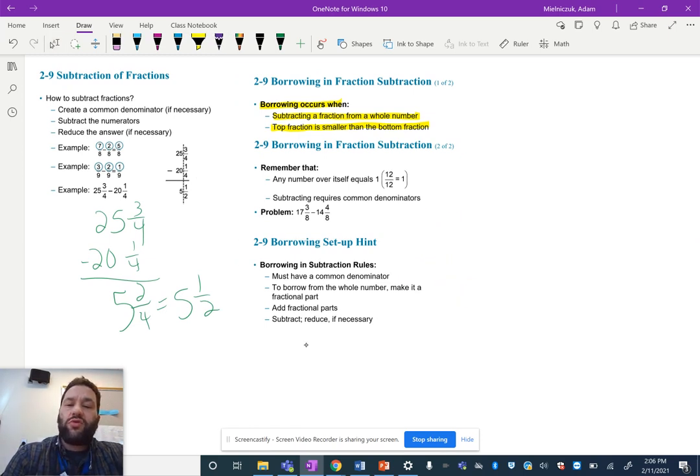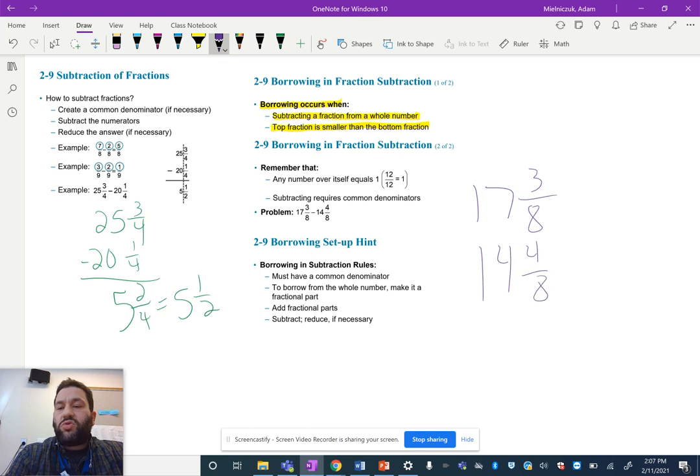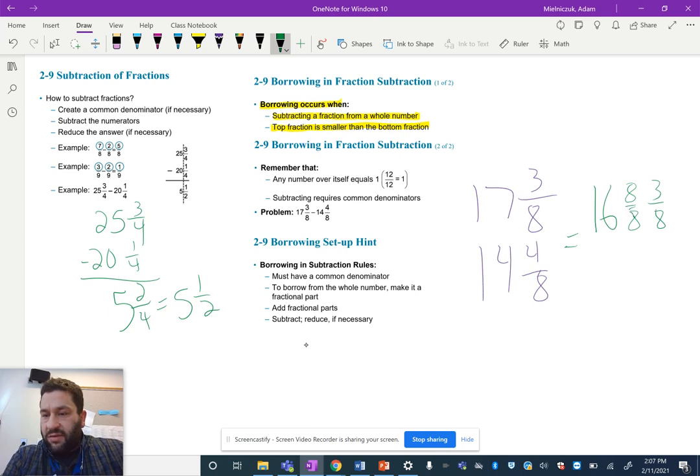So let's redo this problem. 17 and 3/8 minus 14 and 4/8. Well, what you want to do is borrow from the 17. So you want to rewrite this as 16 plus 8 over 8 plus 3 over 8, right? 8 over 8 is still the 1, so I still have my 17 over my 14 and 4/8. We would not subtract it this way. We would do one more thing.